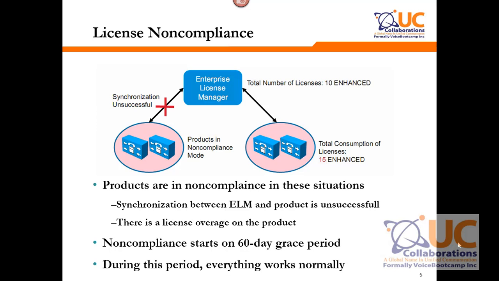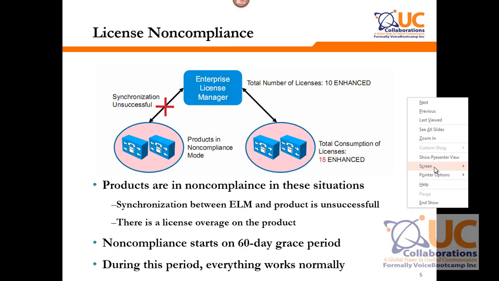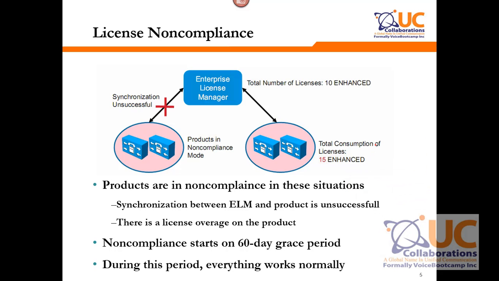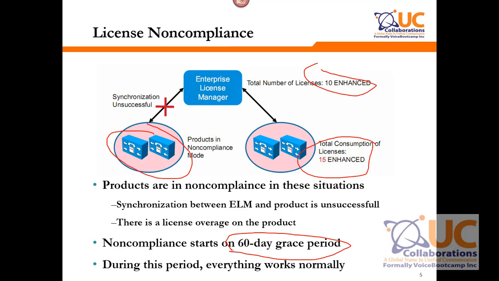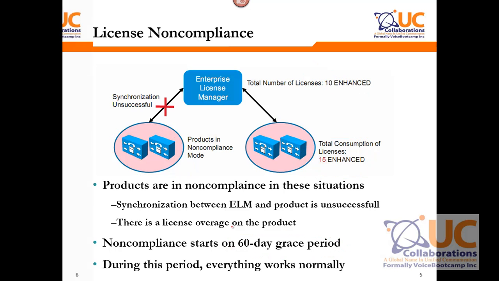So what happened is, on this particular site, for example, it consumed 15 enhanced licenses when you have 10. So this particular cluster is no longer able to synchronize its licenses because 5 additional licenses have been taken by the opposite cluster. In this scenario, your Call Manager will go into a 60-day grace period, meaning that everything will continue to work fine for the next 60 days, and you have 60 days to apply for a new license or update your license usage.